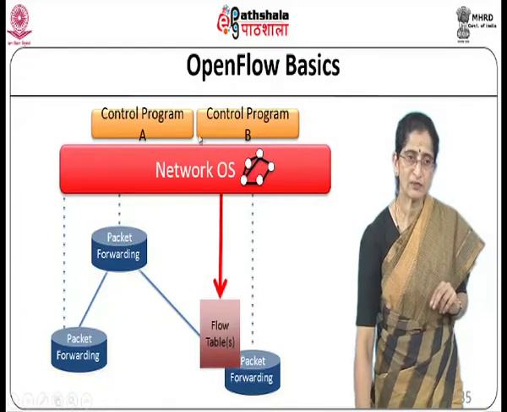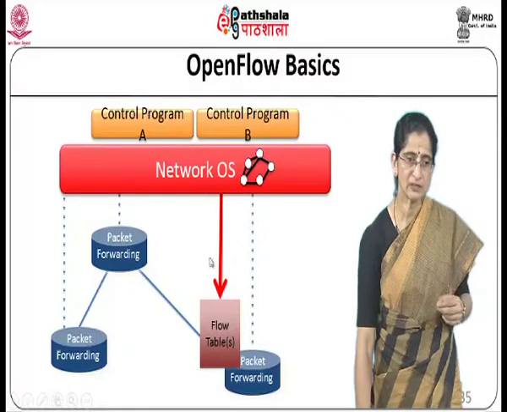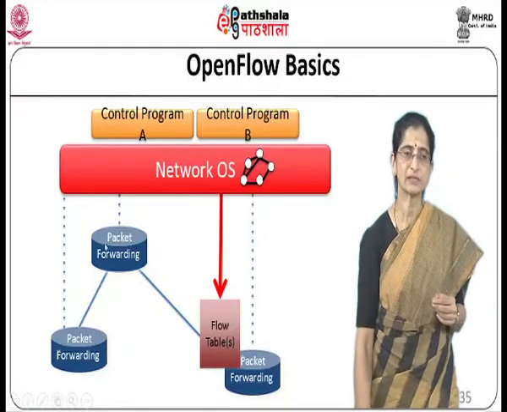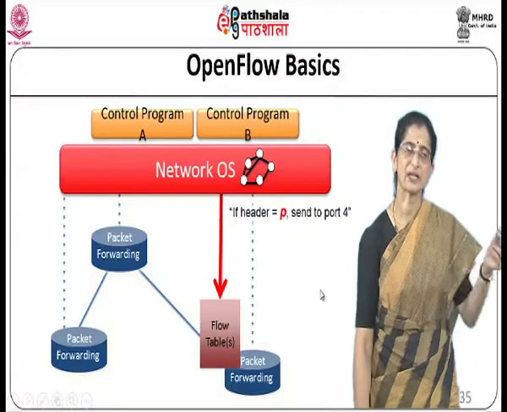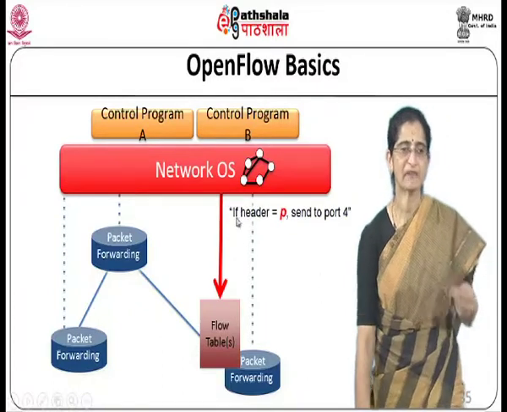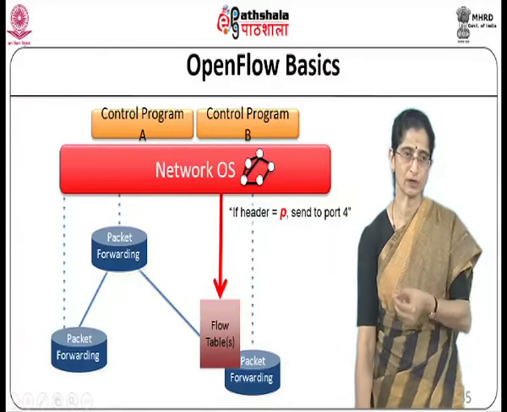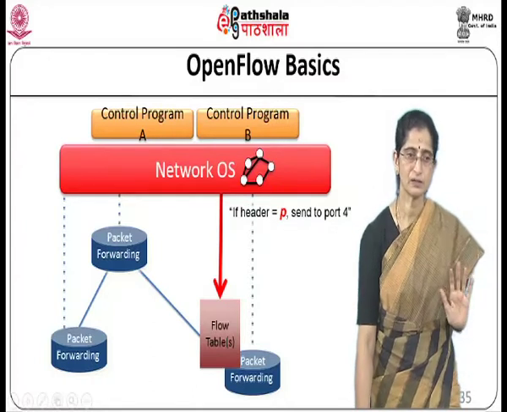So, as we said, the network operating system, the controller, will install flow tables in this packet forwarding hardware. So, what will these flow tables look like? It may have some rules which will say if header is equal to P, send it to port number 4. That can be a simple rule.